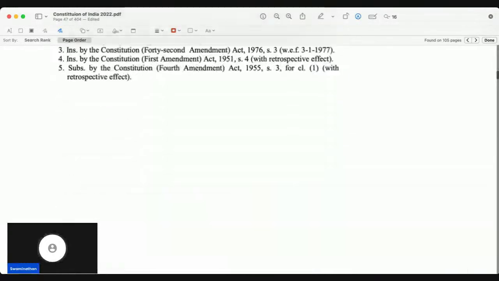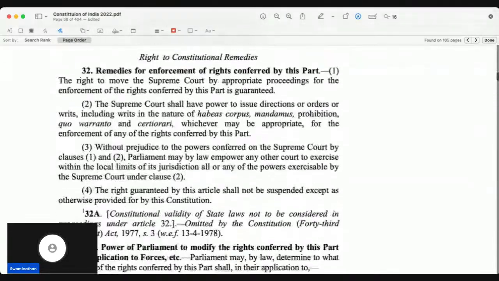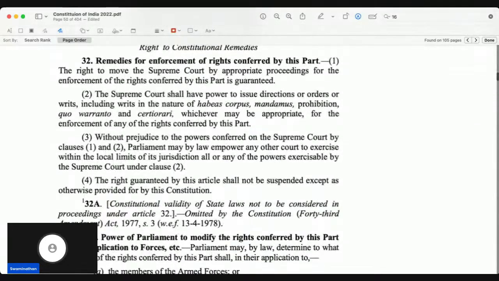And the next category of fundamental right is given under Article 32, which is the right for the enforcement of rights. This is remedies for the enforcement of rights, the right to move to the Supreme Court. Any person whose fundamental rights are being violated can move to the Supreme Court for enforcement, and the Supreme Court shall have the power to issue directions, orders, writs, anything to restore the fundamental rights.